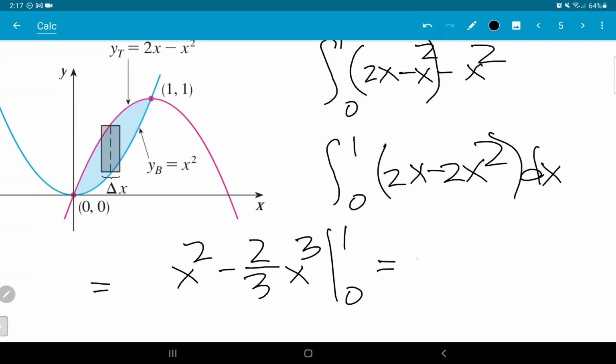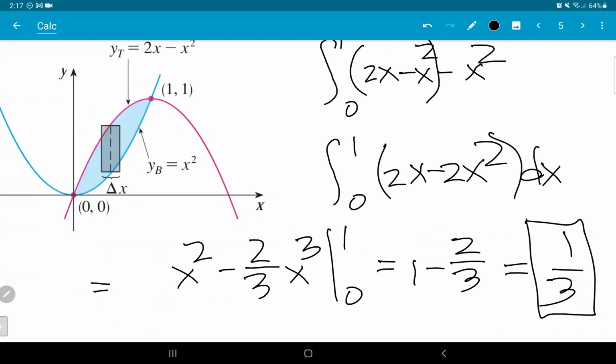So let me just plug in 1. So we have 1 squared minus 2/3 times 1 cubed. Then of course there's a minus 0 here supposedly. So we just have 1/3 square unit.